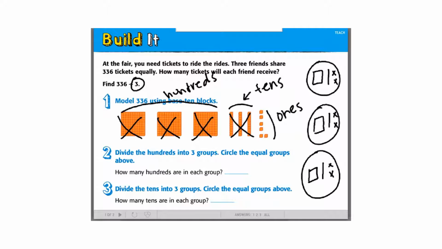So how many hundreds are in each group? 1. Nolan. There are 100 in each group. Right. 100 block in each group. And then when I divided the tens into the 3 groups, how many tens do I have in each of my groups? Malachi. Yeah, 1 ten in every group. And then the last question asks, how many ones are in each group? Angelina. 2. 2 ones in each group.